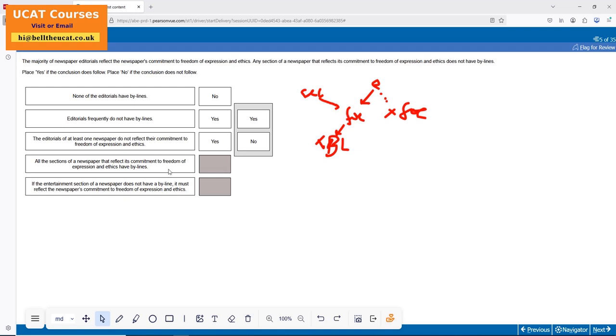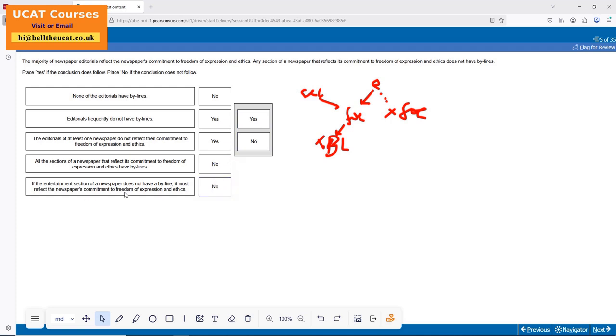All sections of the newspaper that reflect his commitment, all sections have FOE, have bylines. Answer is no. All sections which have FOE cannot have bylines. Answer is no. Boom. If an entertainment section of the newspaper does not have bylines, it must reflect FOE. I can't go back against the arrow, you should know it. Answer is, in this case, big fat no.